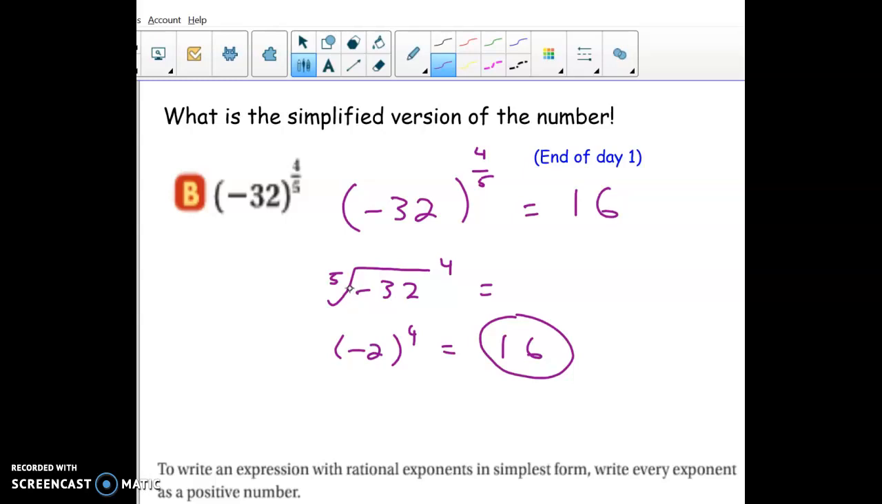So on these ones, if you do the root first and then the power, oftentimes it'll clean up nice and neat. And you'll see that as we go into some of the day 2 examples for section 6.4. So that's it. You're just cleaning up things using exponent rules. And again, oftentimes you're switching forms from the rational exponent form into the radical form or vice versa.